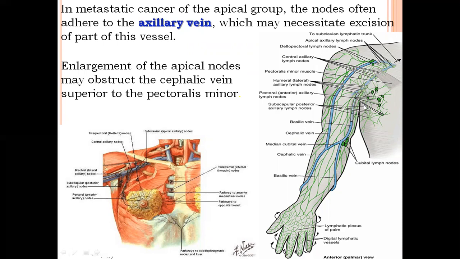Then enlargement of the apical group of lymph nodes may obstruct the cephalic vein. Okay, this is the cephalic. Here you have the apical group, and if there is any enlargement in the apical group, the cephalic vein may get obstructed superior to pectoralis minor. This is our pectoralis minor, and here there may be obstruction.